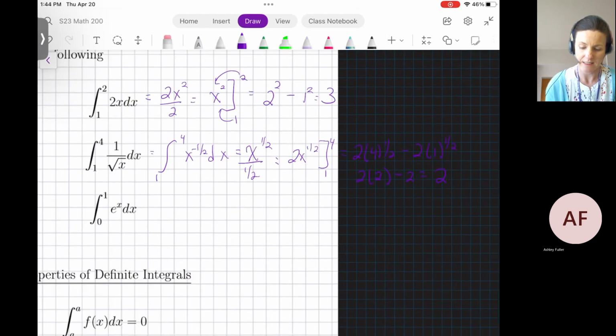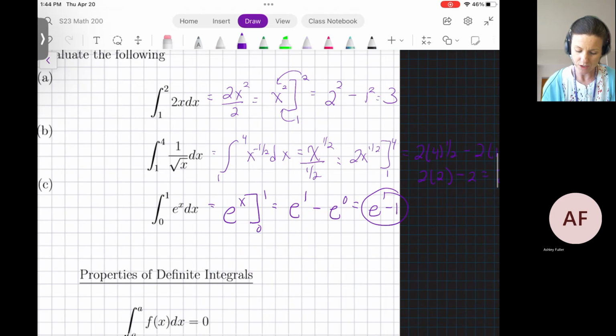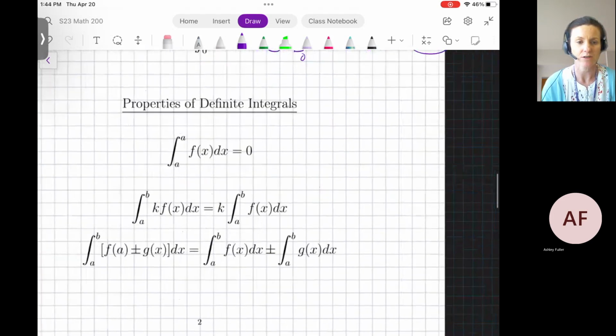Last but not least, in this example, if we look at the definite integral of e to the x, the integral of e to the x is e to the x from 0 to 1. Plugging in 1, we have e to the first minus e to the 0, which gives us e minus 1.